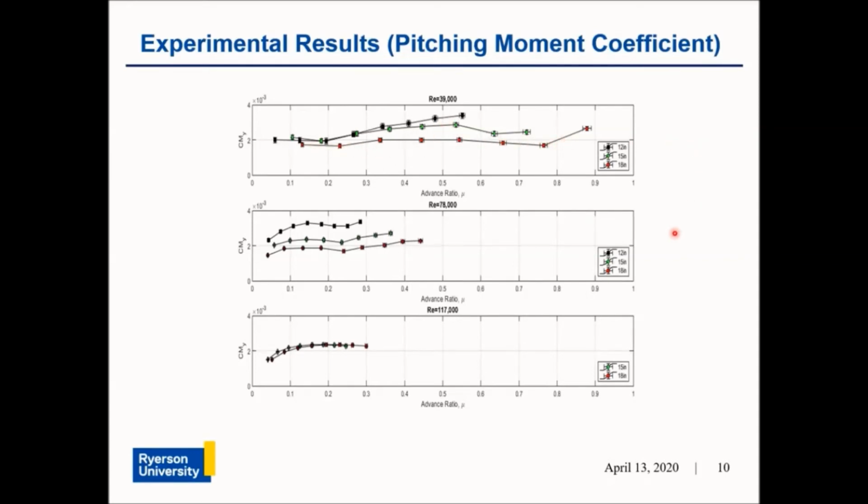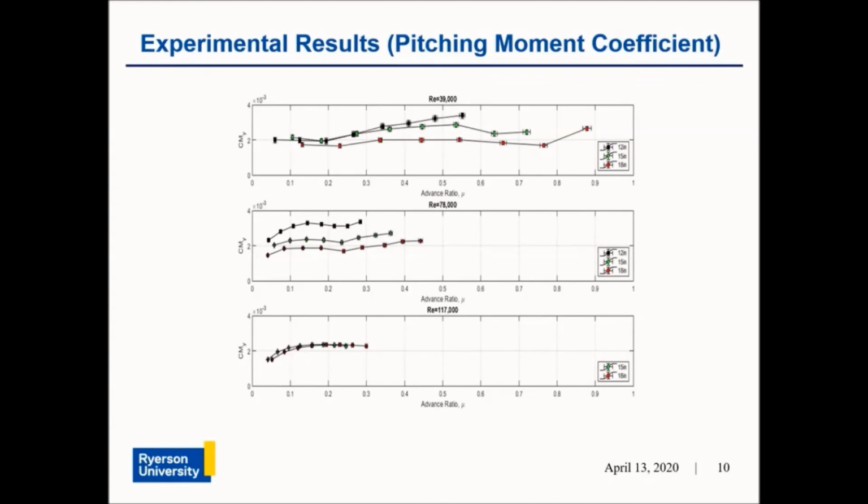From the second plot, corresponding to a Reynolds number of 78,000, a slight trend can be seen between all three rotor diameters. However, no concrete trend can still be observed. The scatter between the different rotor diameters is still evident. For the plot of a Reynolds number of 117,000, a trend can now be seen that shows an increase in the pitching moment coefficient followed by a very gradual decline as the advance ratio is increased. Additionally, the scatter between the different diameters has decreased and the data points now line up.